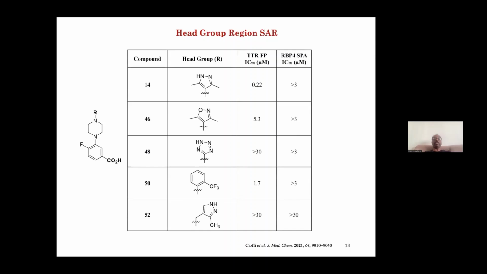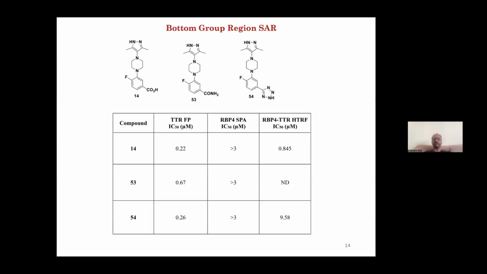And then we have done the structure-activity relationship in the head group region. We have tried pyrazole, oxazole, tetrazole, and the methyl group. Of all the functional groups, pyrazole seems to be the best of the lot. Then we have substituted classical acid isosteres, amide and tetrazole. Here you can see in compound 54, the tetrazole is still active at TTR, but unfortunately it is not capable enough to disrupt the RBP4-TTR complex.